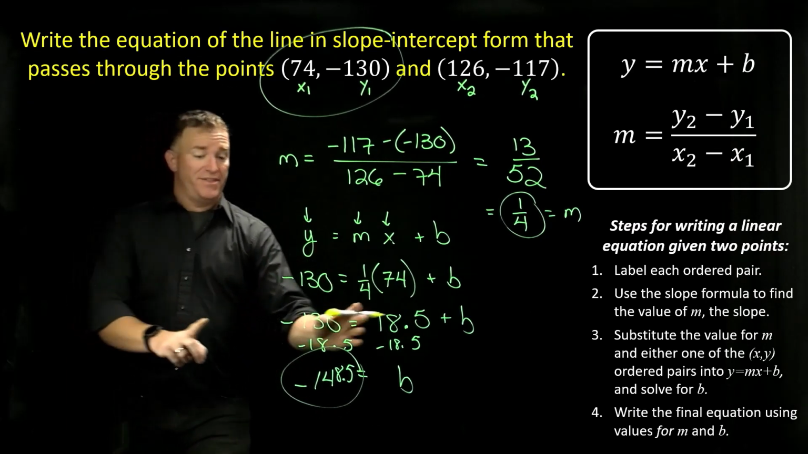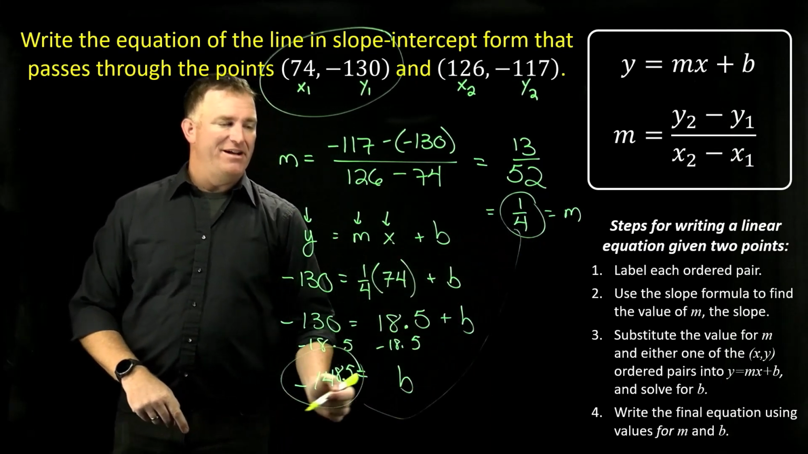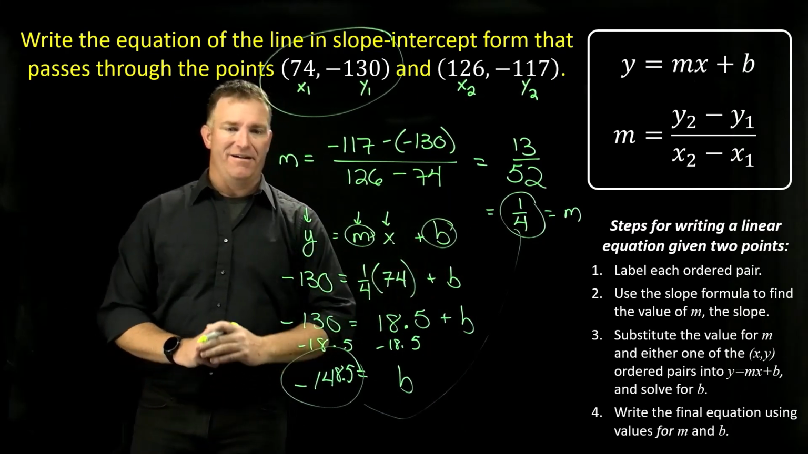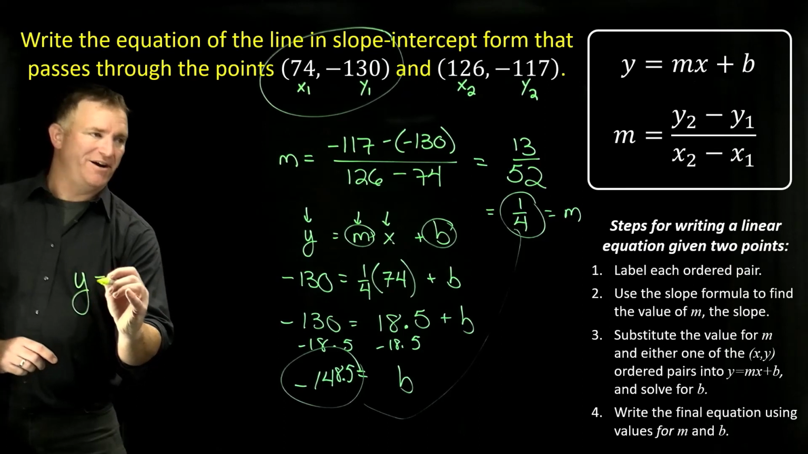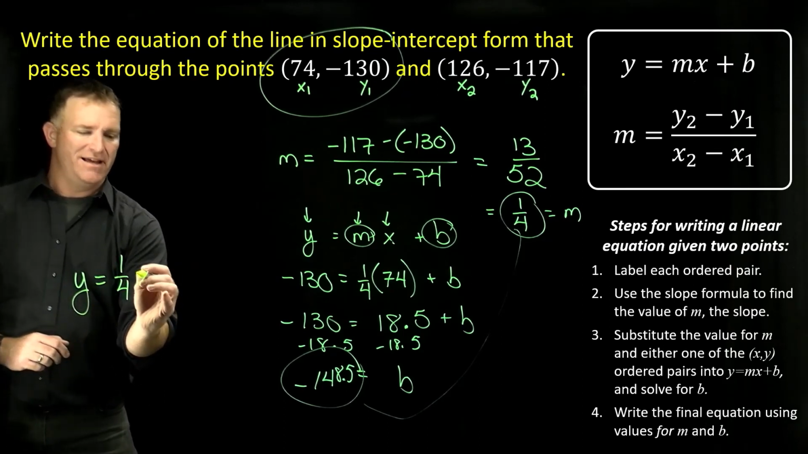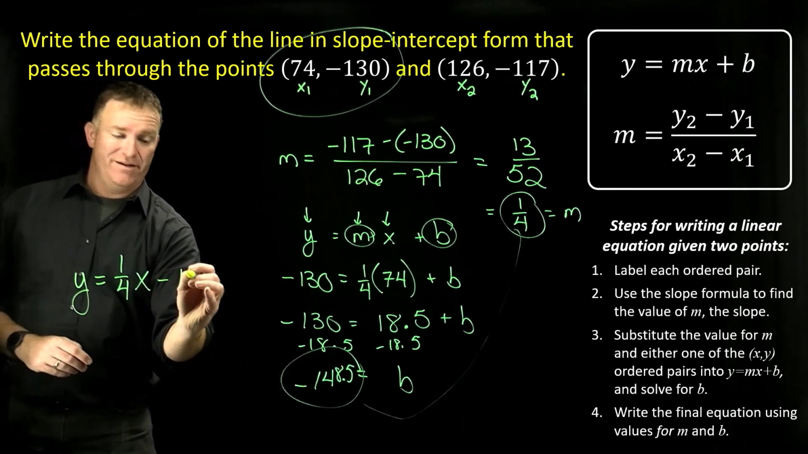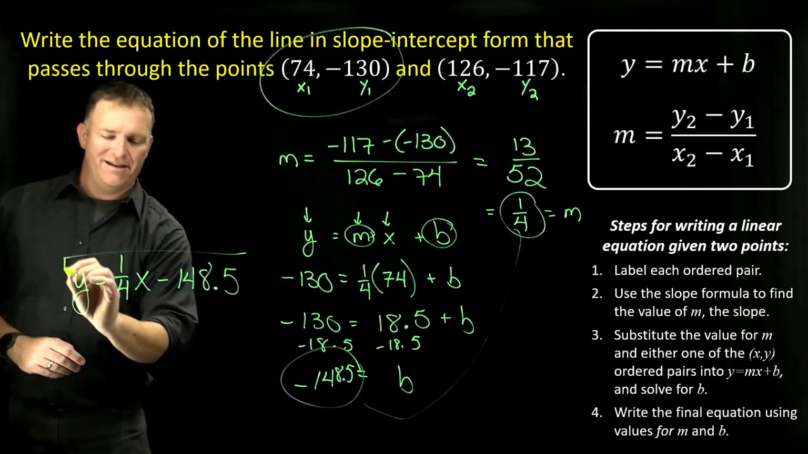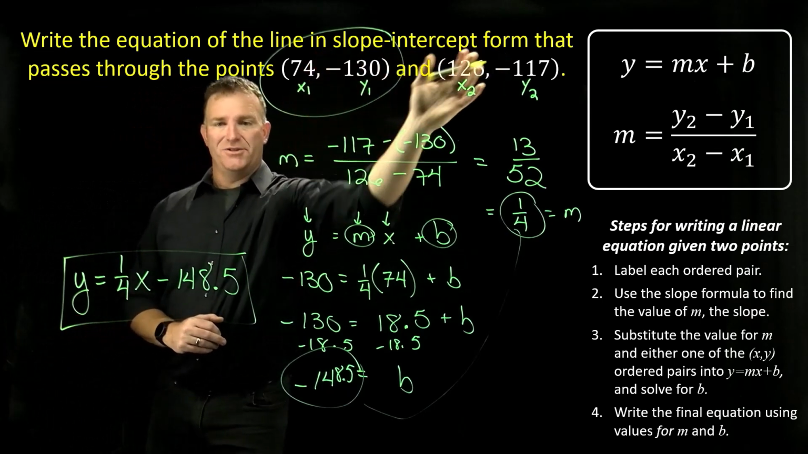Well, now we've got the 2 values that we need. So we're going to take those 2 values and we're going to plug them in for m and for b and leave our y and x as y and x in our equation. So we end up with y equals 1/4 x plus this value. So I'll just write minus 148.5. And that is the equation of the line that passes through these 2 points.